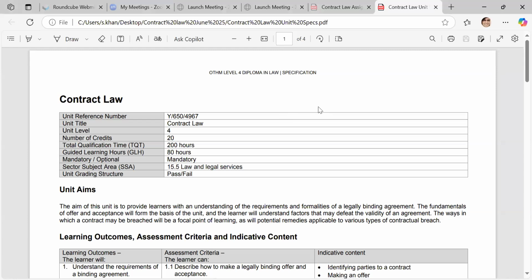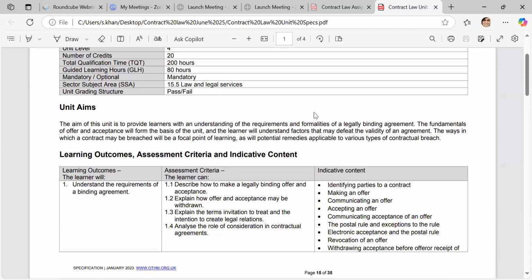As it says, it's a unit level 4, and the grading for the unit is a pass or a fail. The aim of the unit is to provide you with an understanding of contract law, what are legally binding agreements, and looking at factors by which a contract can be breached. So there's four learning outcomes.